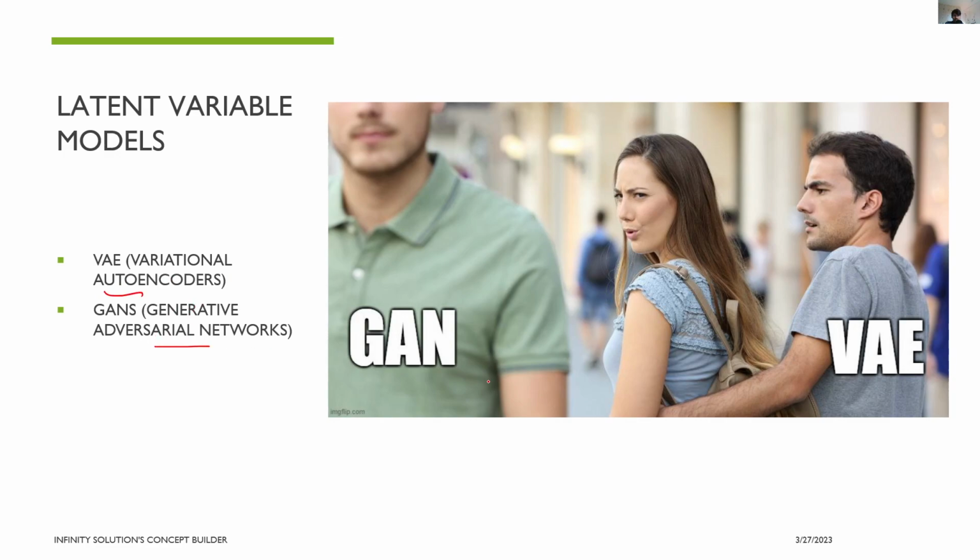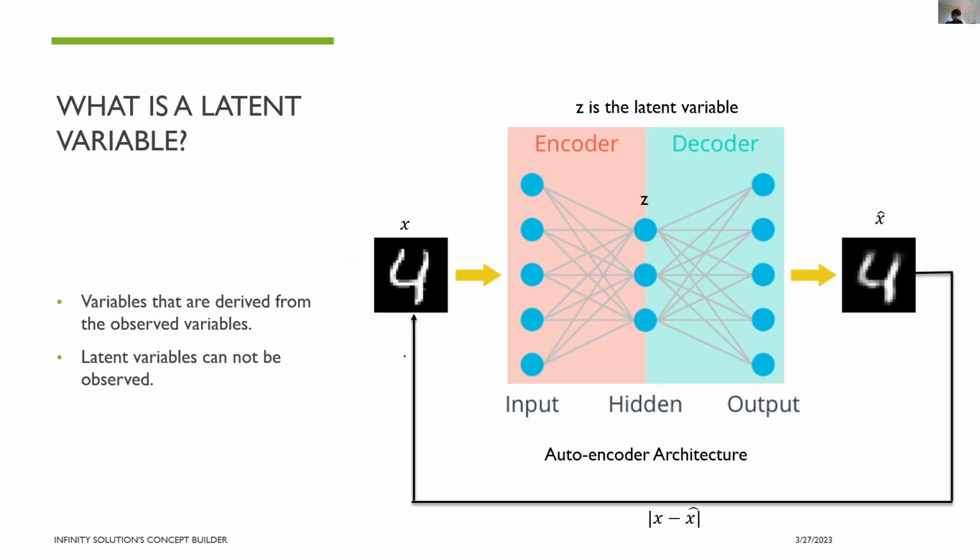And of course from this image you can conclude that GANs are more powerful than VAEs, but these two are called latent variable models. Why? So what is a latent variable first? Let's discuss that, and then we will go to autoencoders. So what is a latent variable?